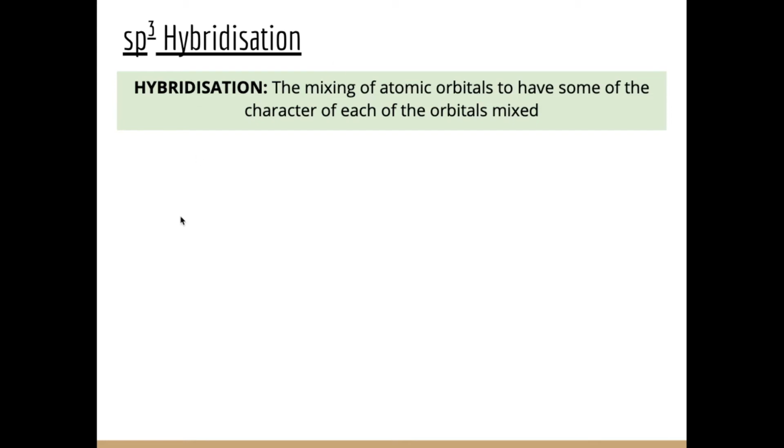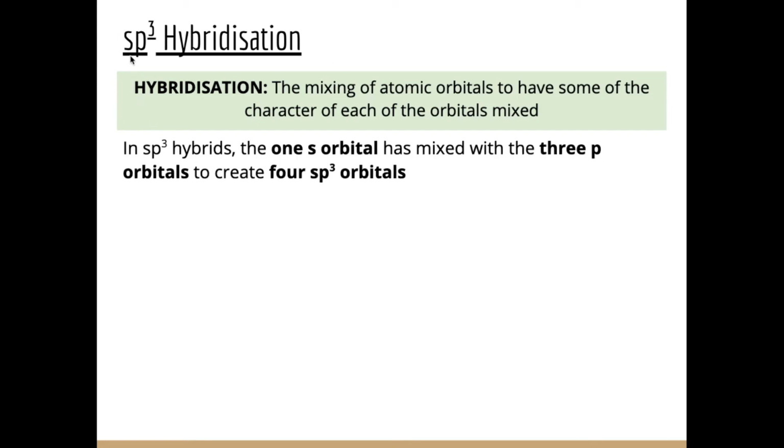The first of which is sp3 hybridization, which you might guess has something to do with one s and three p orbitals, and you'd be correct. In sp3 hybrids, the one s orbital has mixed with the three p orbitals to create four sp3 orbitals. These orbitals have a quarter of the s character and three quarters of the p character. So they're no longer s orbitals, they're no longer p orbitals, they're now sp3 orbitals.